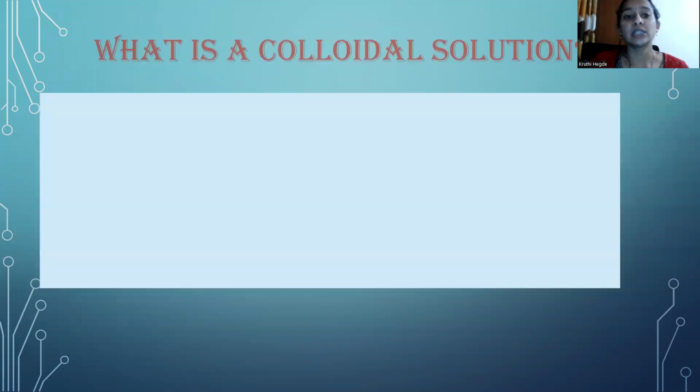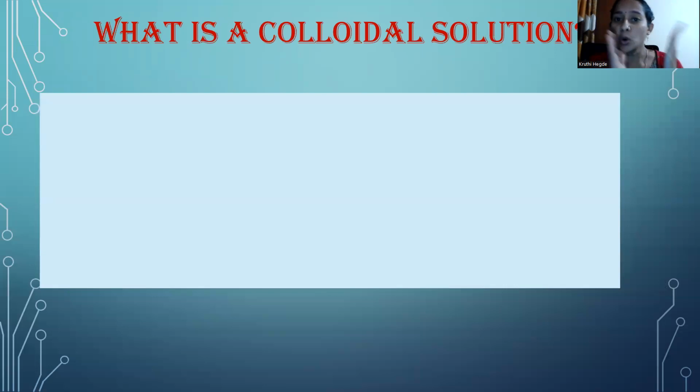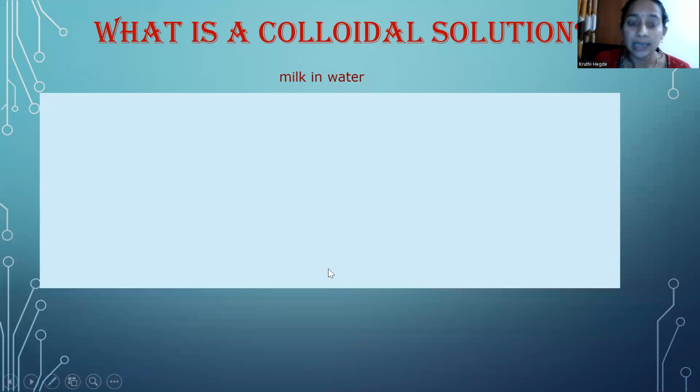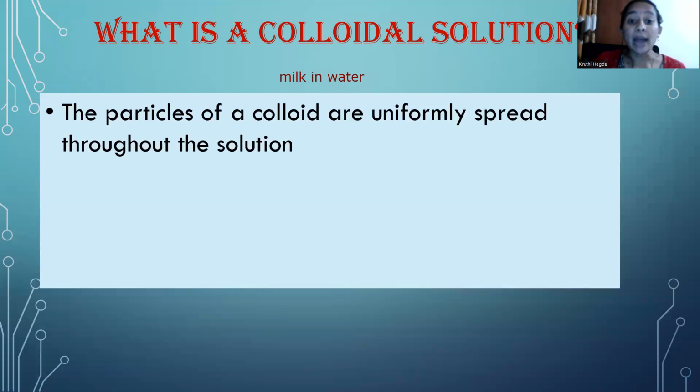Next, let us go for another type of mixture. Heterogeneous mixture, that is colloidal solution. Children, in homogeneous mixture we have understood about solution. In heterogeneous mixture we have understood about suspension. Now it is about colloidal solution. What is this colloidal solution? First I will quote an example: milk is actually a colloidal solution. Milk obviously will be with water, so milk with water is an example for colloidal solution. The particles of the colloids are uniformly spread throughout the solution.